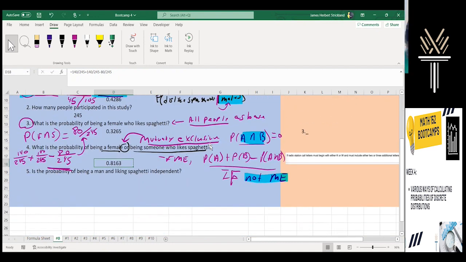But if they're mutually exclusive, we just need to add the two probabilities up and you're done. If they're not mutually exclusive, you add them up and then subtract, and then you're done.